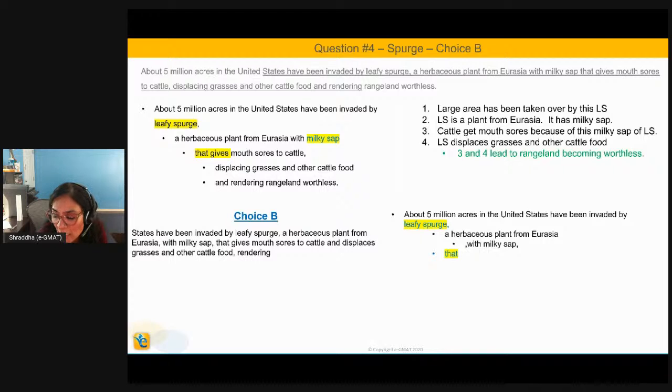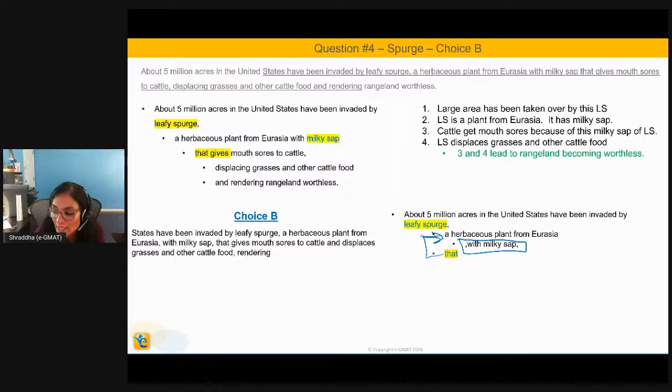It has been placed between two commas. Okay, it has been placed between two commas. What it means is that that can actually jump over this modifier and associate with a herbaceous plant from Eurasia. So that actually modifies the noun a herbaceous plant in choice B, because look at that, with milky sap is now between two commas. So that is not associating with milky sap. It is actually associating with the modifier, which is before the milky sap.